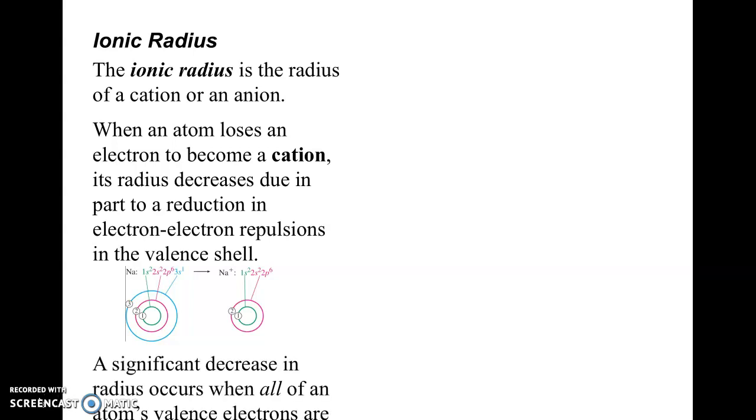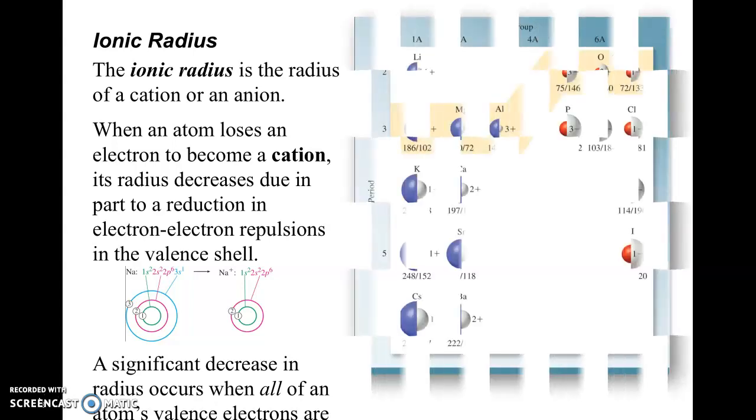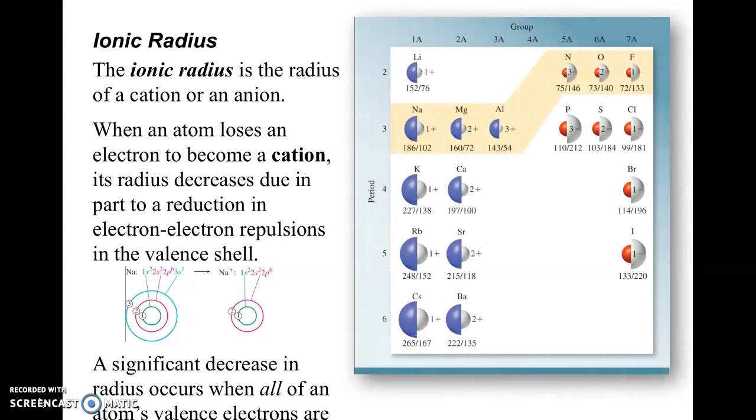But the bigger thing is that the valence electrons have been removed and there is more positive charge in the nucleus, so it really pulls those electrons in. And so we have a diagram of this in this little picture on the right hand side. The way you read this, if you look at lithium, it's got 152/76. And so the size was originally 152 and it's dropped down to 76. So it is half of what it was.